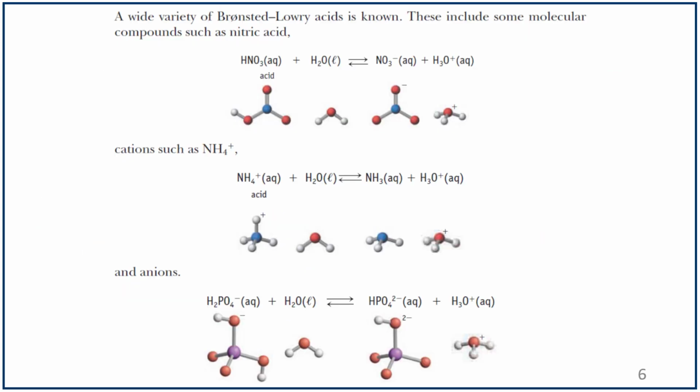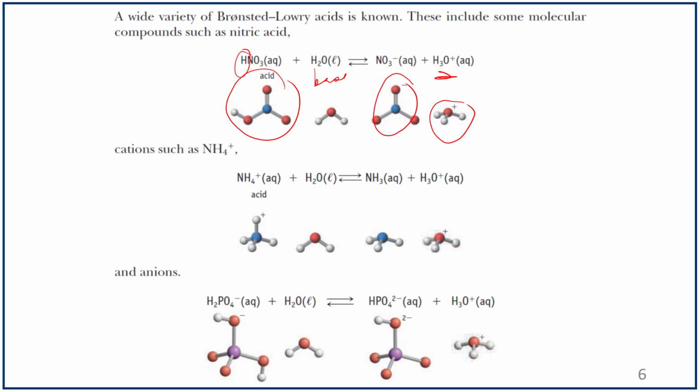Now, we're going to focus on Bronsted-Lowry bases and acids for this chapter. There are a lot of Bronsted-Lowry acids. It's more generic than the Arrhenius definition, because the Arrhenius definition is limited only to aqueous solutions. So you can have some molecular compounds such as nitric acid. Nitric acid, when reacting with water as a base, will give up its proton to yield the nitrate ion plus H3O plus. We're going to discuss what H3O plus is.